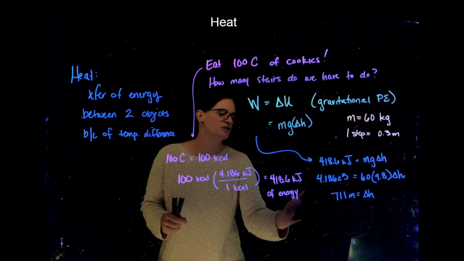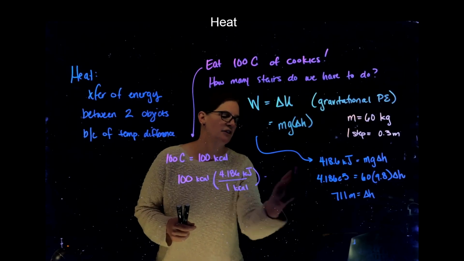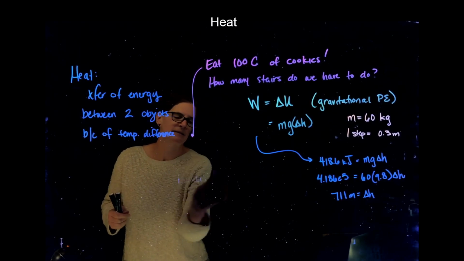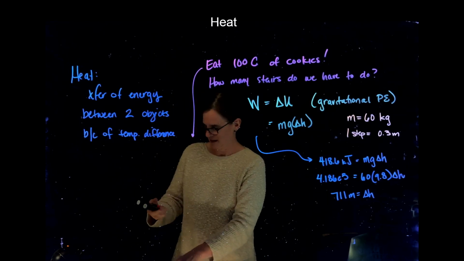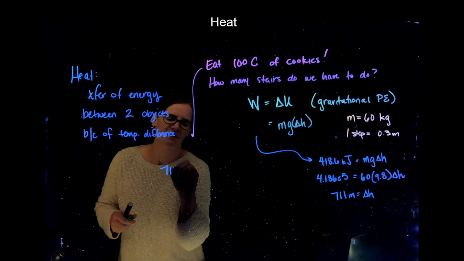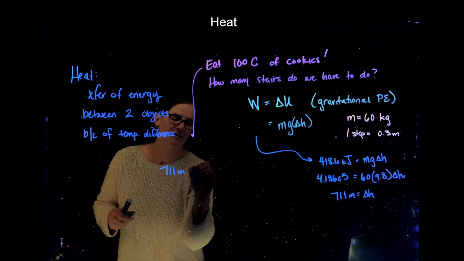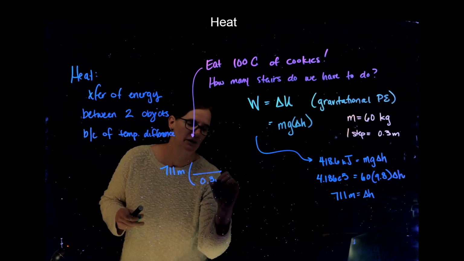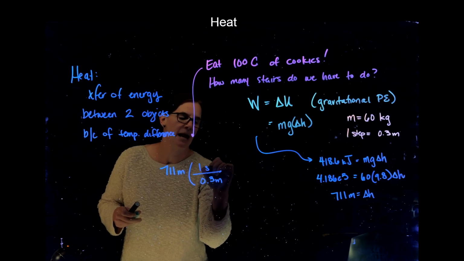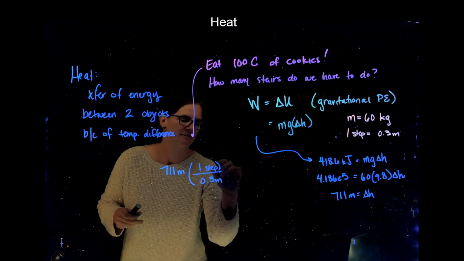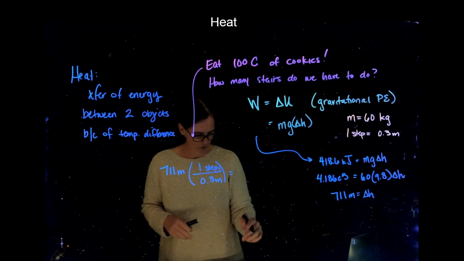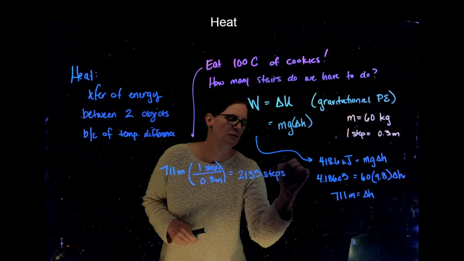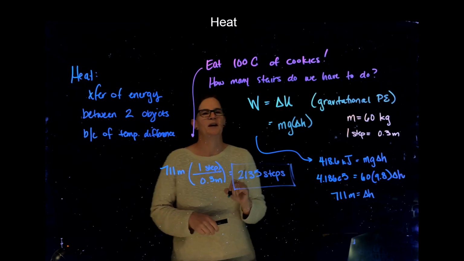Now, if our change in height is 711 meters and one step is 0.3 meters, how many steps do I need to do? Well, we have 711 meters and we have 0.3 meters per one step. That gives us a total of 2,135 steps. Woohoo! All right.